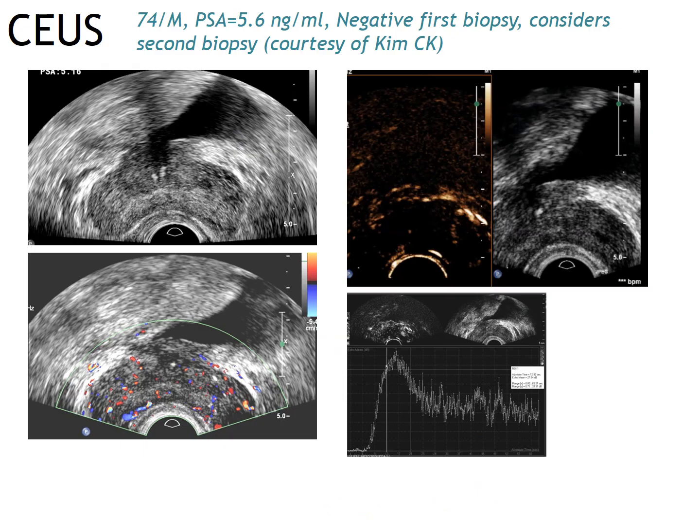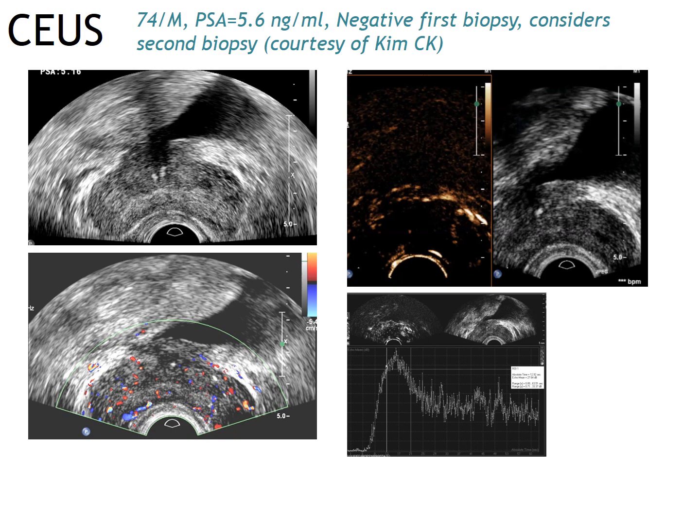The next technique we can use to improve cancer detection with transrectal ultrasound is contrast-enhanced ultrasound. The role of contrast-enhanced ultrasound in prostate cancer detection is still in research level, but this case clearly shows the value of this technique. This is a 74-year-old man with PSA 5.6 and negative first biopsy. There is subtle hypoechogenicity on the left side here, but not definite, and no hypervascularity at Doppler.